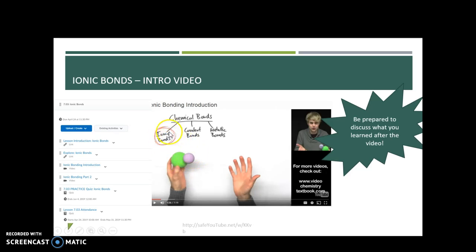And you can see that there are several types of bonds. There's ionic bonds, covalent bonds, and metallic bonds. And we'll get to all of these as you go through that video. So go ahead and pause, go in and watch that video.